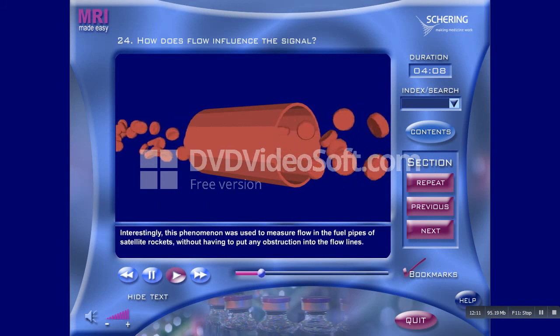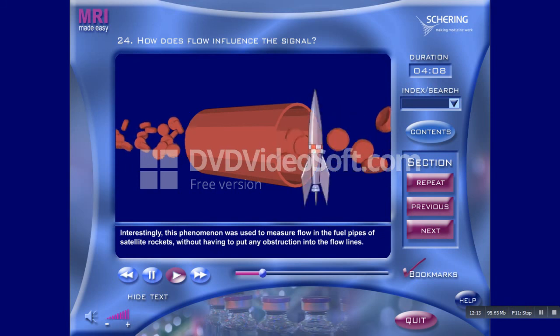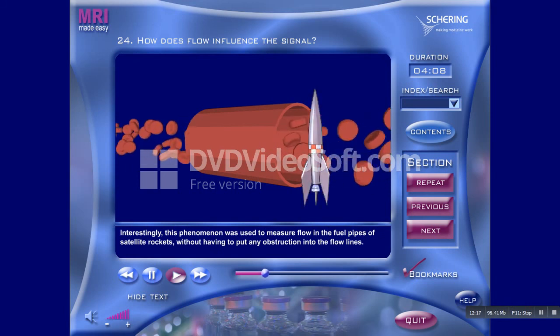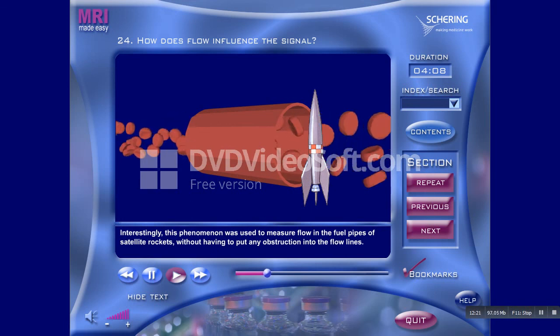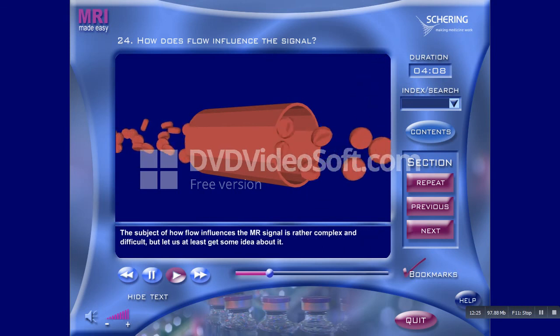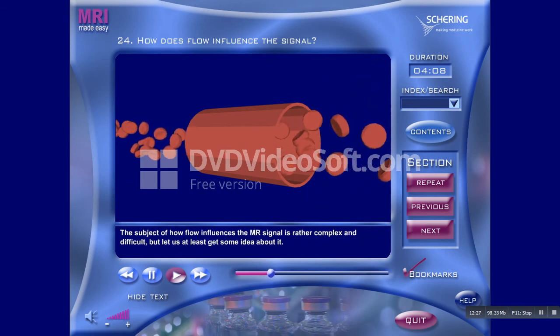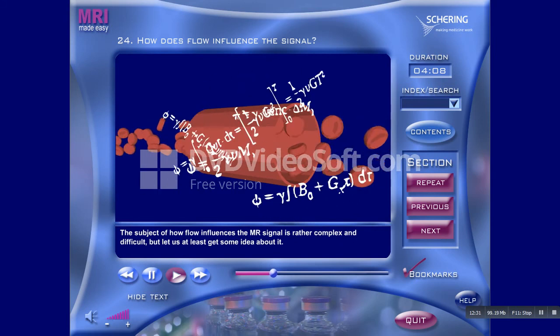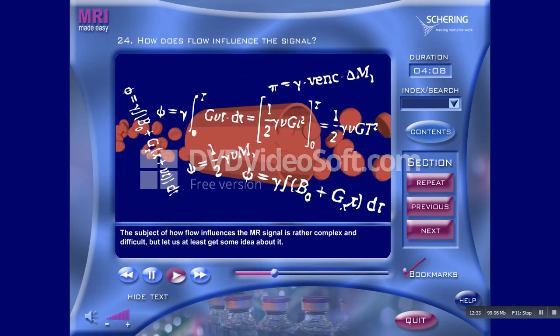Interestingly, this phenomenon was used to measure flow in the fuel pipes of satellite rockets, without having to put any obstruction into the flow lines. 3, 2, 1, 0. The subject of how flow influences the MR signal is rather complex and difficult, but let us at least get some idea about it.